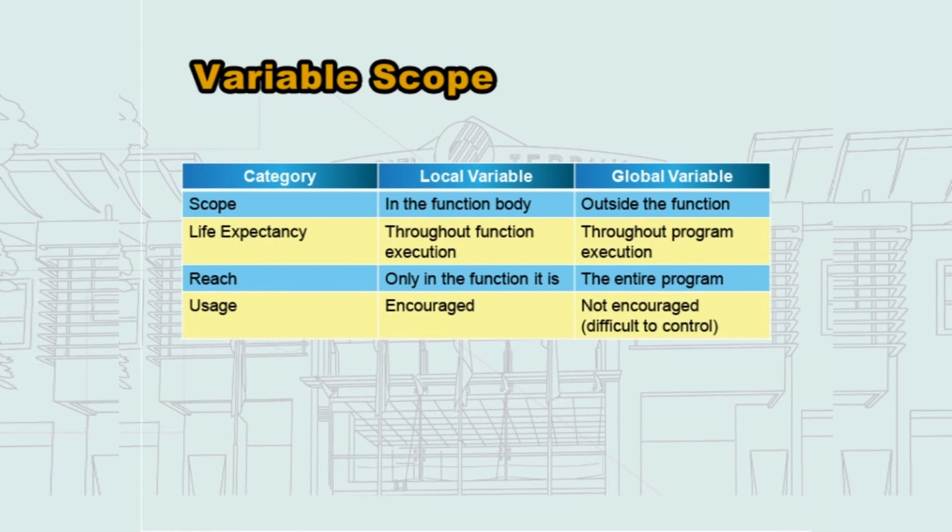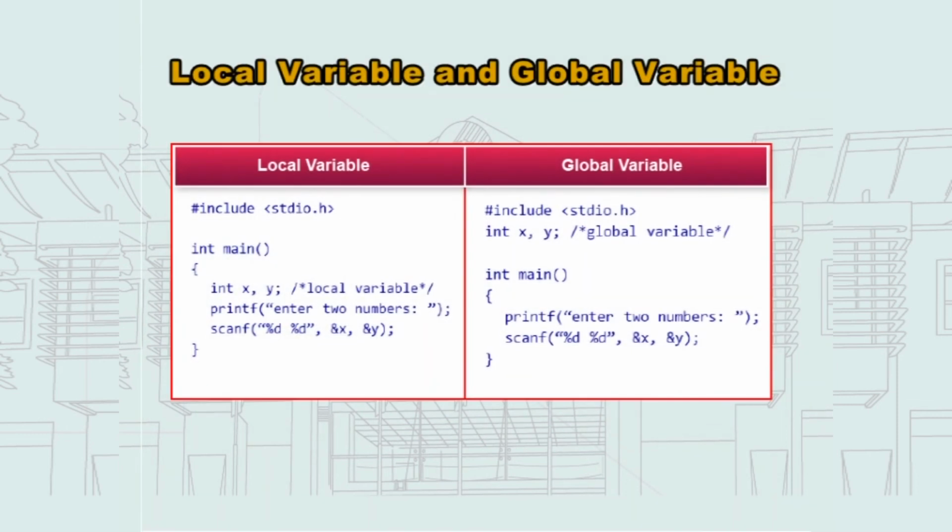Therefore, the global variable is not encouraged to be used because it is difficult to control compared to the local variable. Take a look at the following program. Make a comparison between these two and find out the difference between local and global variable. Do you notice the difference? Discuss further this matter during your class. Okay, we are done with the scope of variable.